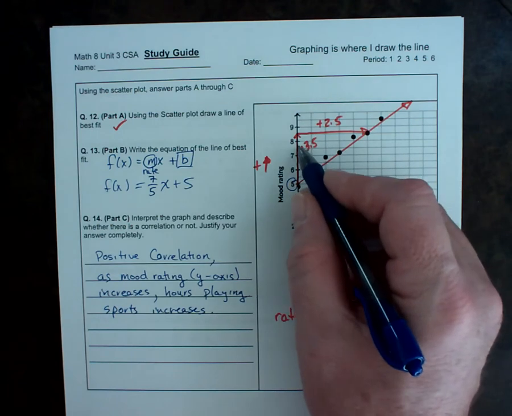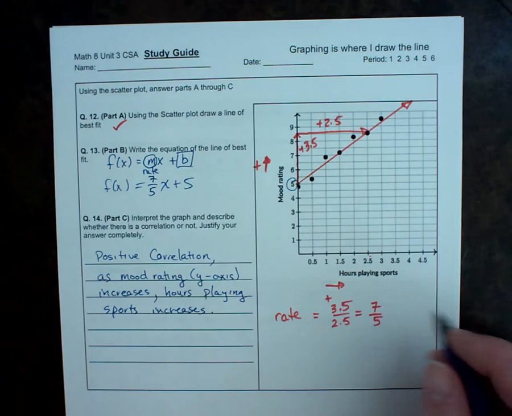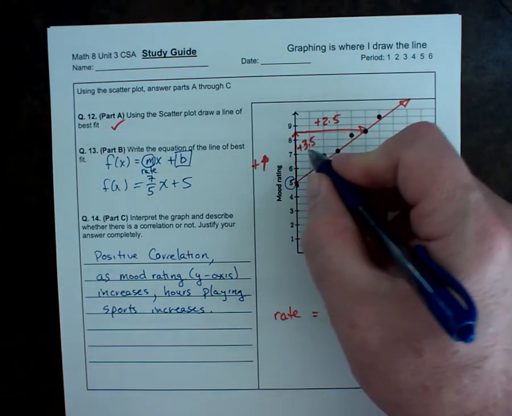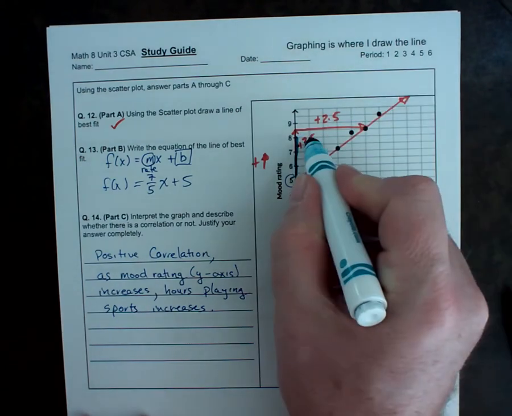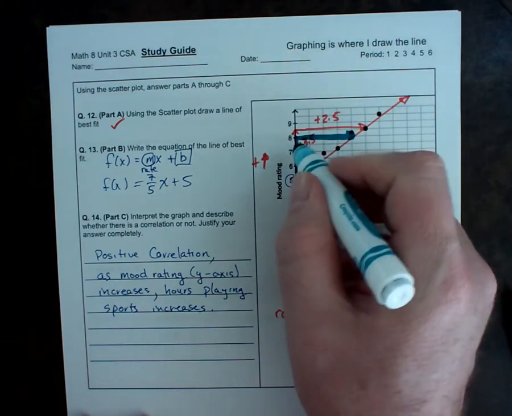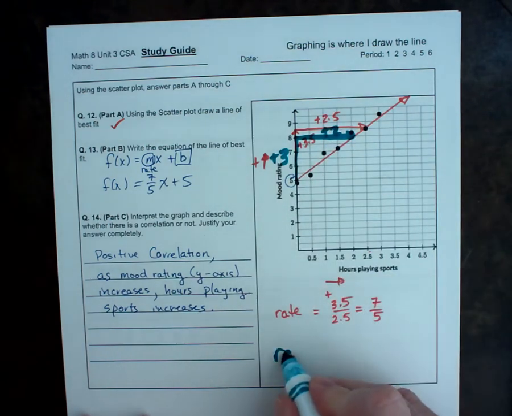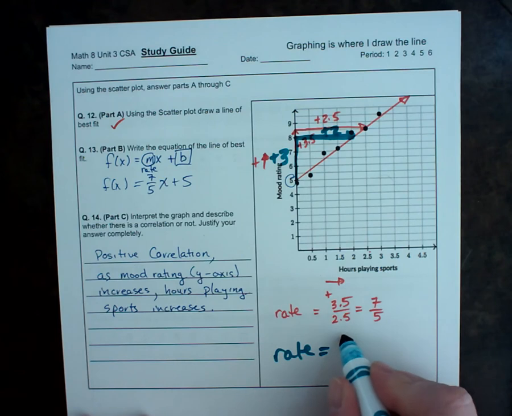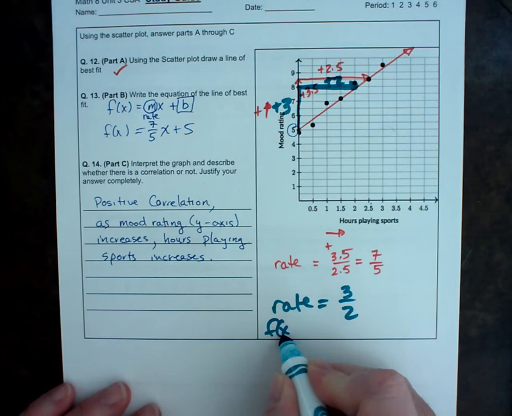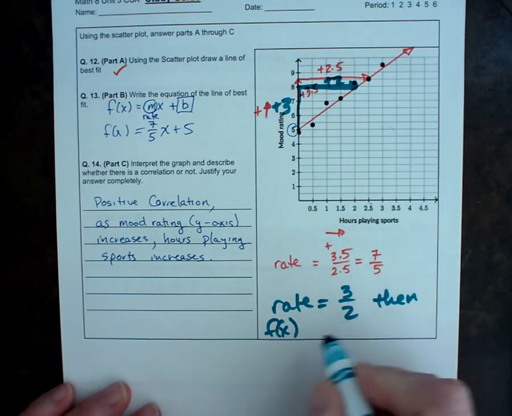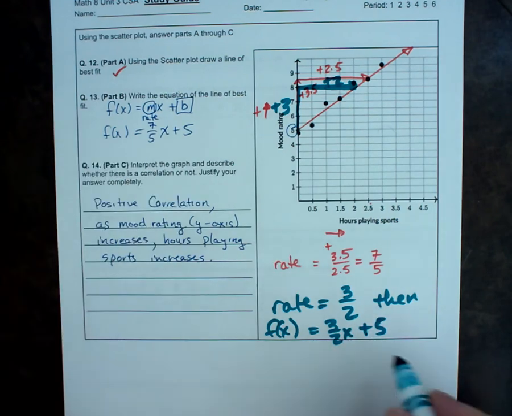You might have hit plus 3, right 2. So if you had said, okay, well, this guy is going up, let's say you said it went here and here, well, then that would have been plus 3 and plus 2. In that case, your rate would have equaled 3 over 2, and that's okay. Then your equation would have been f of x equals 3 over 2x plus 5. And that would be okay.